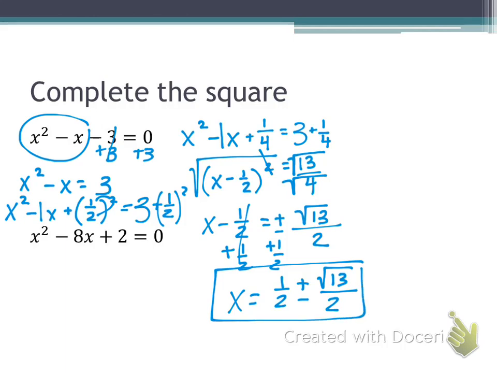Okay? So that's how you deal with it when you have fractions. Remember, whenever you're trying to square a fraction, you square the numerator and the denominator. That's how we got 1 squared was 1, 2 squared was 4. Whenever you're taking the square root of a fraction, you square root the numerator and the denominator. The square root of 13 was the square root of 13, but the square root of 4 was 2. Okay, now let's do this last problem here.